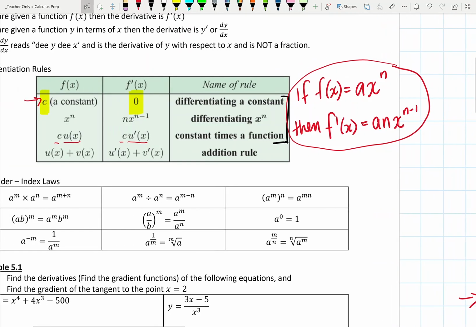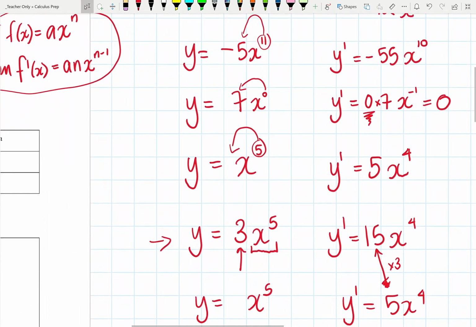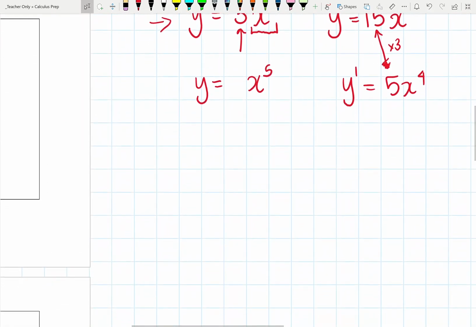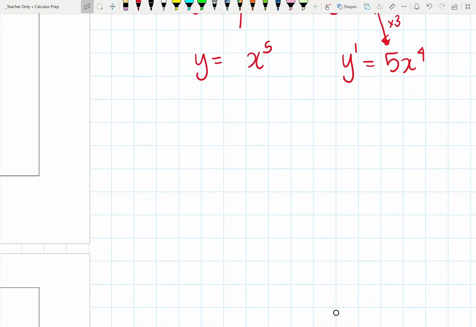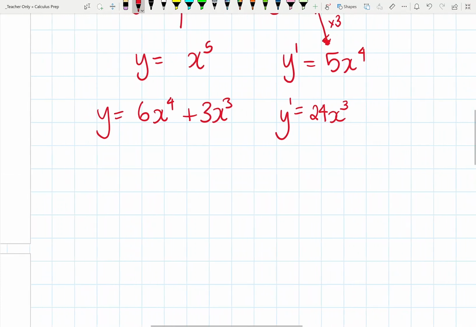The only other one that's the addition rule is if you add two things together in your function, then you add their derivatives together in the derivative. So if y equals 6x to the power of 4 plus 3x cubed, then y dash is going to be 4 times 6 is 24, x, 4 minus 1 is 3, plus, because it's part of the equation, 3 times 3 is 9, x, 3 minus 1 is 2, 9x squared.